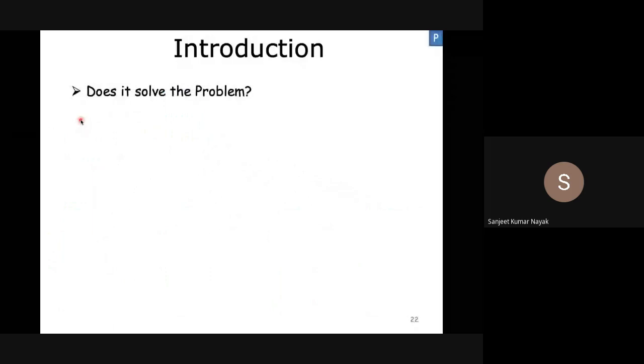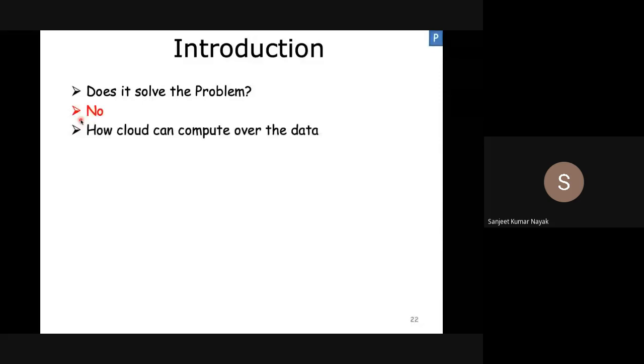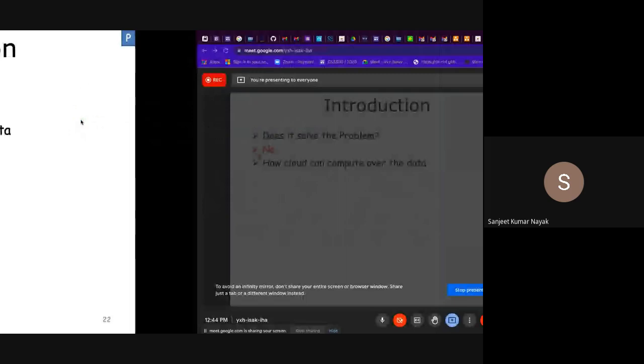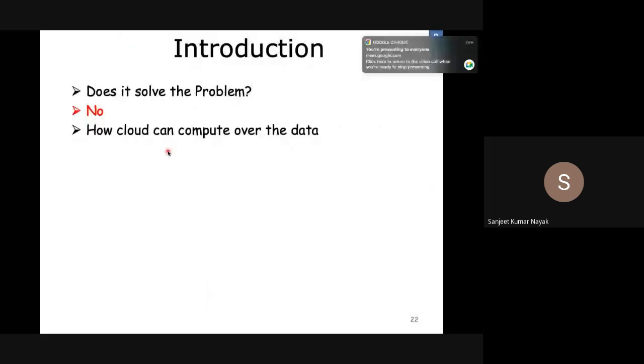What is the thing? If it is required for the cloud to compute over the data, then how can the cloud compute over the data? The cloud also needs to compute over the data. How can it compute? It is very much essential. Why is it essential? Let us see a scenario.